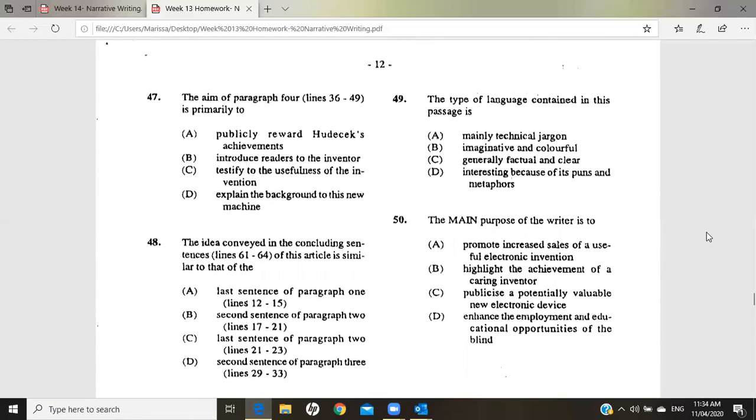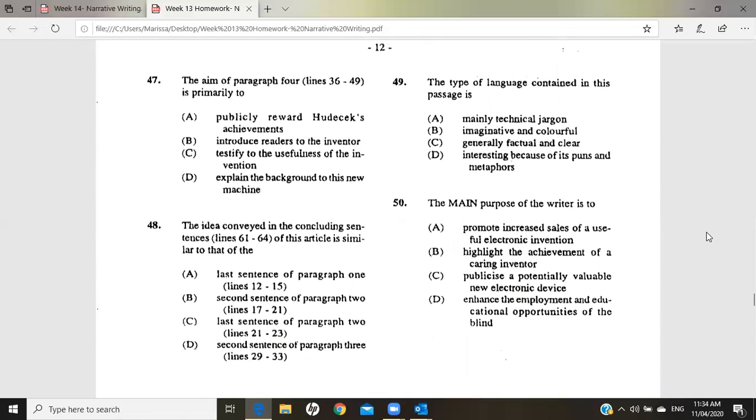Good. 47 says the aim of paragraph 4 is primarily to do what, Rihanna? C? Yes, the answer is C, to testify of the usefulness of the invention. Good. 48 says the idea conveyed in the concluding sentences of this article is similar to that of the what, Jada?